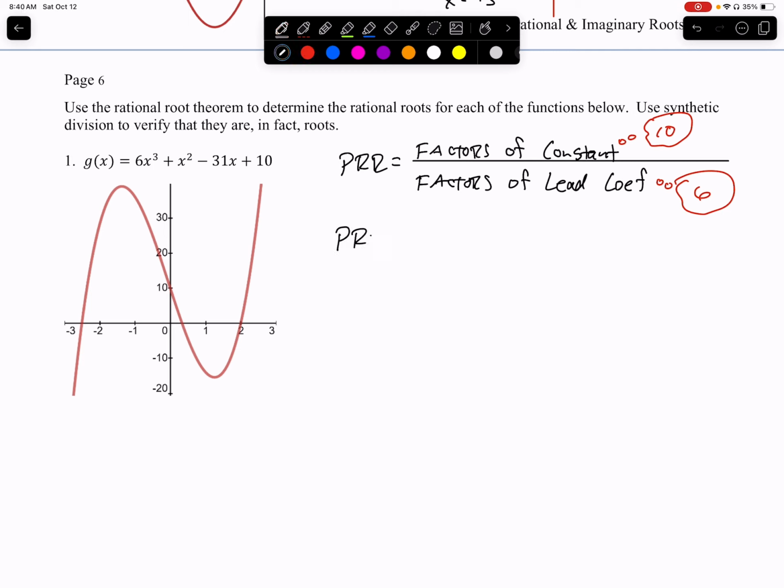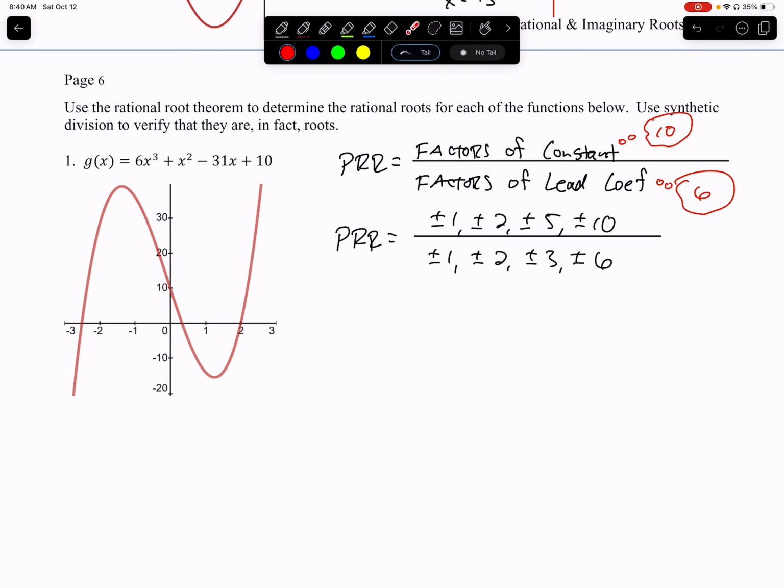So the possible rational roots is every combination of numbers from plus or minus 1, plus or minus 2, plus or minus 5, and plus or minus 10, divided by every combination of numbers of plus or minus 1, plus or minus 2, plus or minus 3, plus or minus 6. That's a lot of combinations. There's 8 choices on top, 8 on the bottom. That's 64. Now there's some repeats in there. So it's not going to be 64 unique choices, but that's a lot of options.